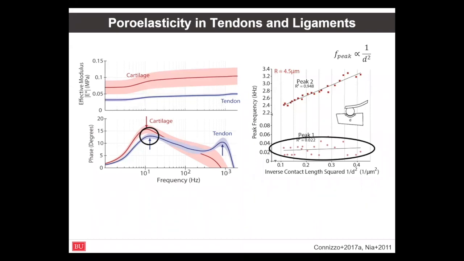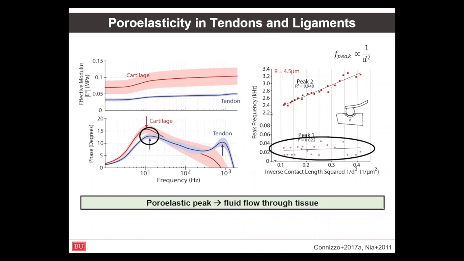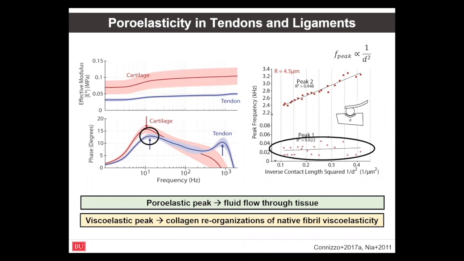And so this is nice because it allows us to independently measure the poroelastic peak, which is directly relevant to fluid flow through the tissue, and the viscoelastic peak, which we equate to native viscoelasticity of the fibrils themselves, as well as collagen reorganization such as fibril uncrimping, fibril sliding, and then fibril realignment.